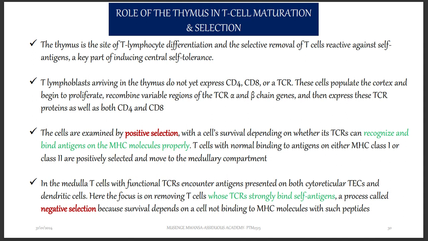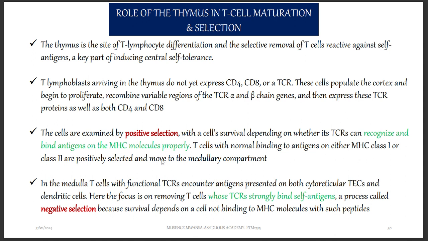So positive selection means that if you have a cell that has CD4, CD8, and the T cell receptor, and it can recognize MHC class molecules, then good for that cell. It is going to go to the next step. That is known as positive selection. In other words, you've crossed your first year and now you are going to second year. So positive selection can only occur if the T cell receptors on the T cell can recognize and bind antigens on the MHC molecules.